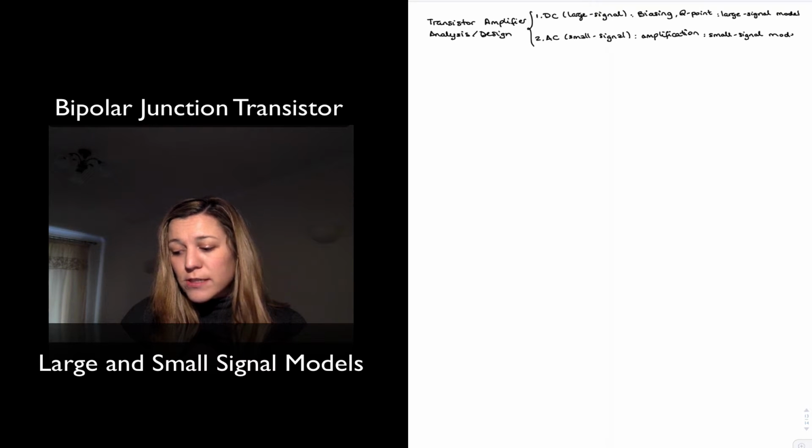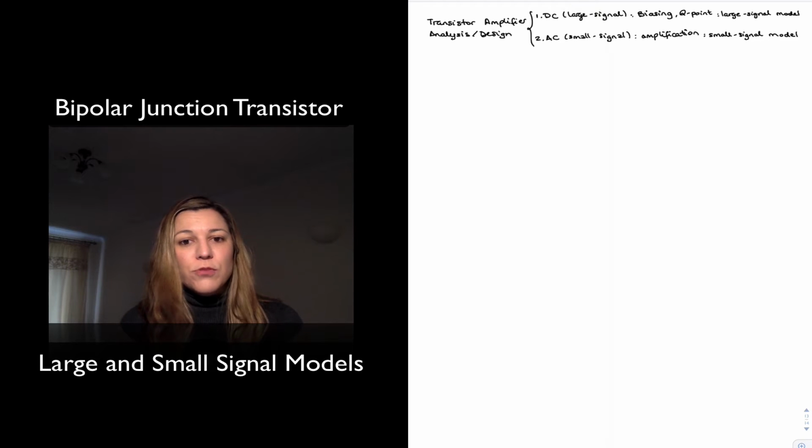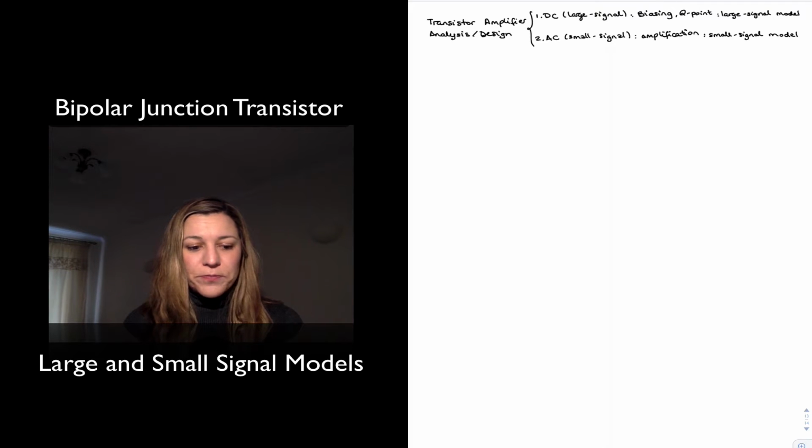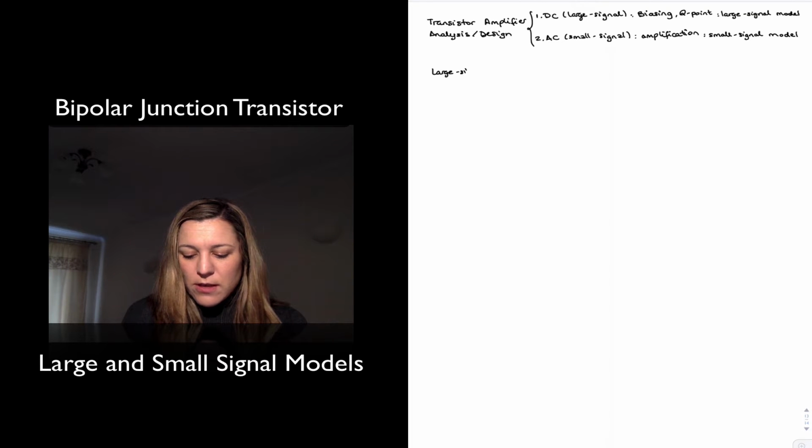And again, the transistor is the same. We're just creating mathematical models of the behavior in a simple way. We're, in most cases, linearizing the behavior of the transistor over a specified region. So let's look at the large signal model. The most common large signal model is the Ebers-Moll model.